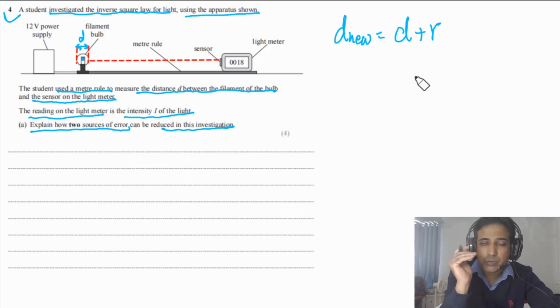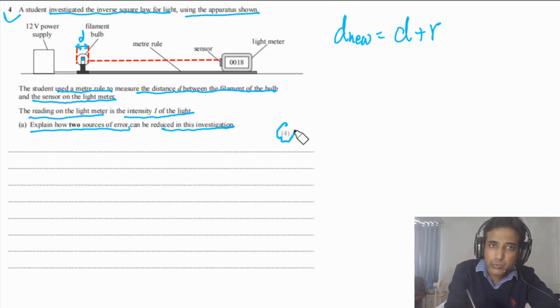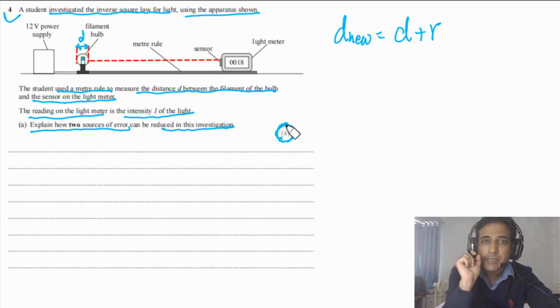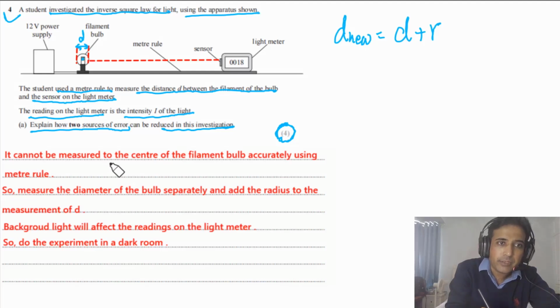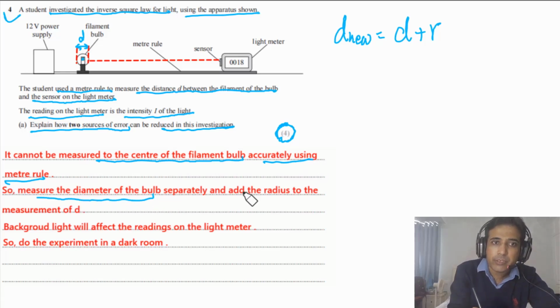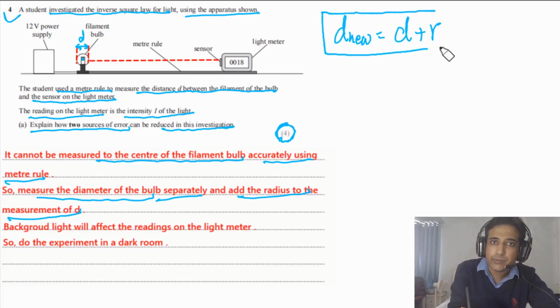So these are 2 points you need to mention in your answer, and this question has 4 marks. If you have mentioned 2 sources of error and how to minimize them, you will get 4 marks. Now let me show you how you can write the answer. You can mention: it cannot be measured to the center of the filament bulb accurately using a meter rule. So measure the diameter of the bulb separately and add the radius to the measurement of d. That will be our new value of d.